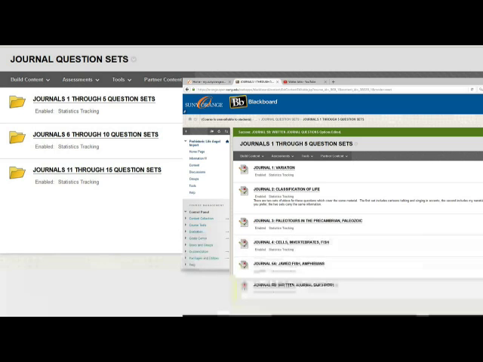You'll note that the journals are broken into 3 groups. 5 accompany Unit 1, 5 accompany Unit 2, and 5 accompany Unit 3. You need to complete these journals during Unit 1 or Unit 2 or Unit 3 because they will eventually close. You can't work on Unit 1 journals at the end of the course during Unit 3. You need to work on them in Unit 1.